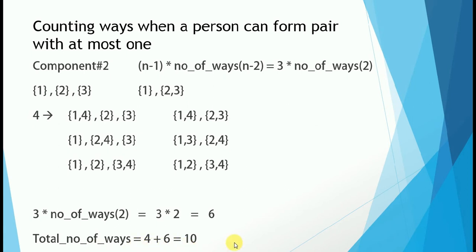4 was calculated in the previous slide and 6 calculated here. Hence the formula is working now. I hope it is clear to you. If it isn't, then I recommend that you watch this explanation again. It will be clear to you. Let's move to the framework now and, based on this formula, solve this DP problem using the dynamic programming approach.